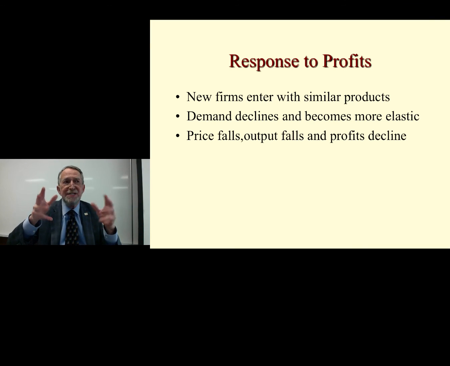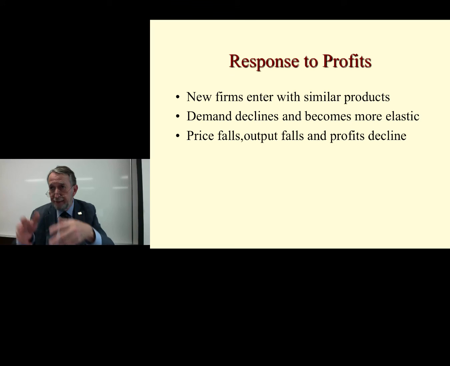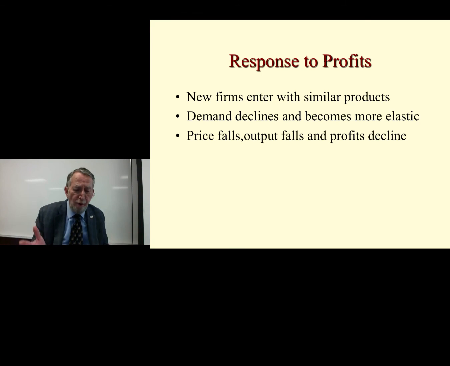Someone who has similar resources, right? Someone who knows how to produce kitchen equipment. General Electric, right? KitchenAid. Samsung. Samsung knew more about the microwave transmission than they did about the appliances, but they came in as well. And so over time, the response is new firms are going to enter the industry.